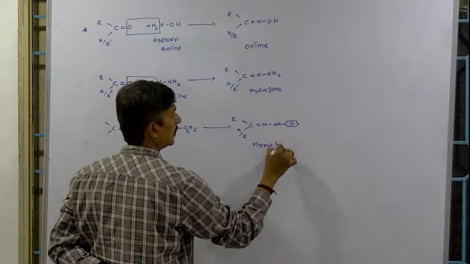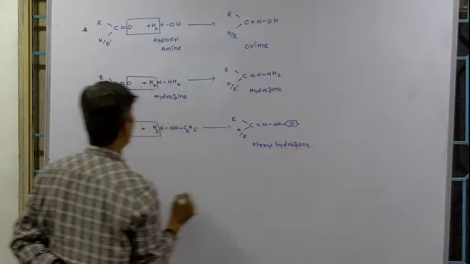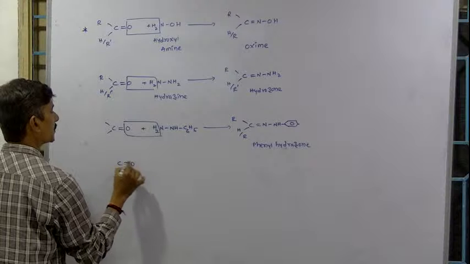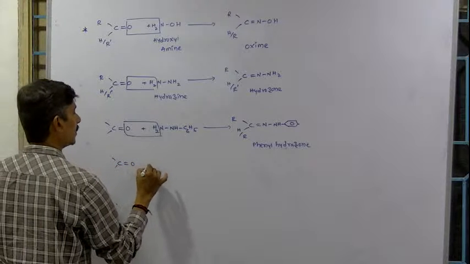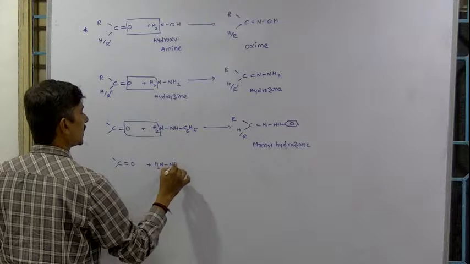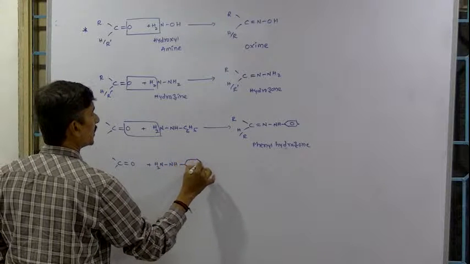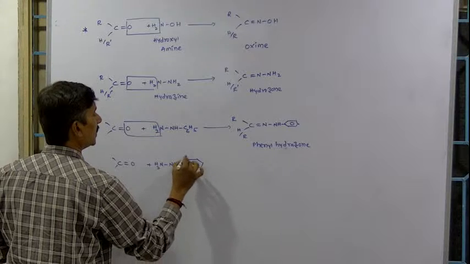Phenyl hydrazone. Next, reaction with the 2,4-DNP. 2,4-dinitrophenyl hydrazine is converted into 2,4-dinitrophenyl hydrazone.